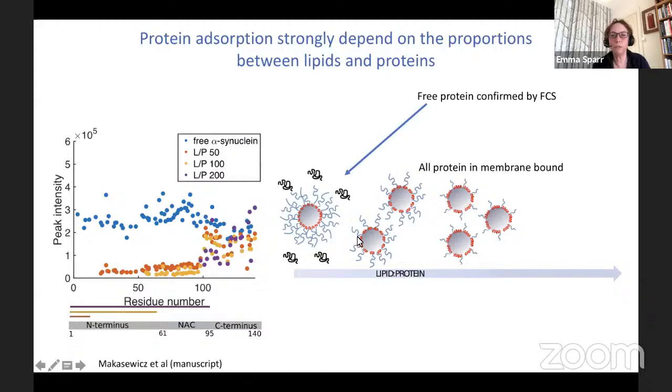When you reduce the amount of lipids to this 50 and 100 situation here, you have a bigger part of the protein sticking out and a smaller part associated. And then at very low lipid ratio, you have vesicles fully covered, and there will also be excess free protein that is not bound to the vesicles. And then one can envision that these situations are rather different, so they can also impact a process in different ways.